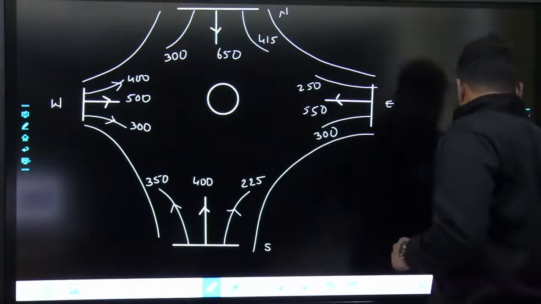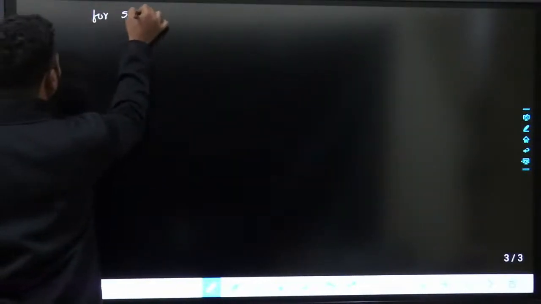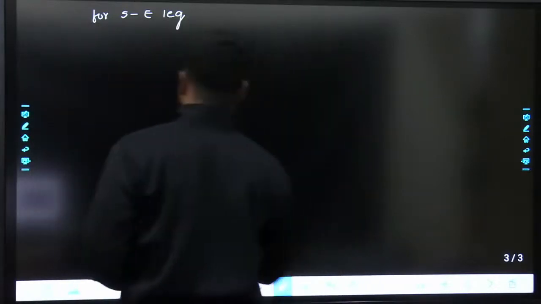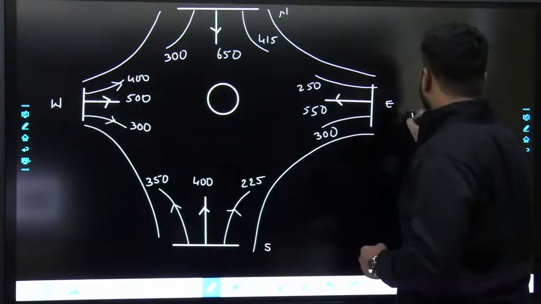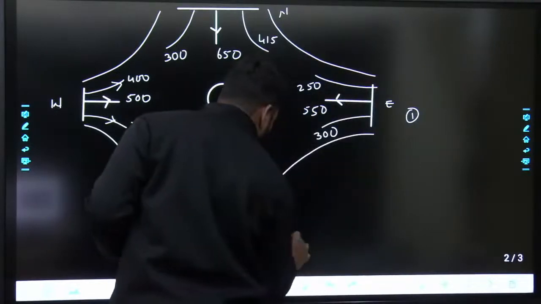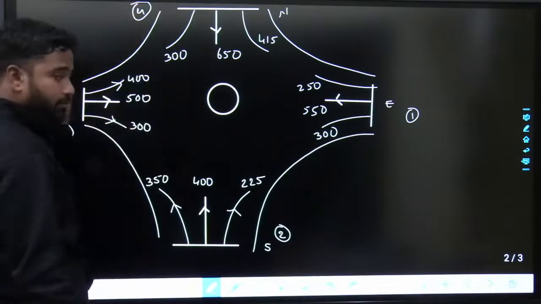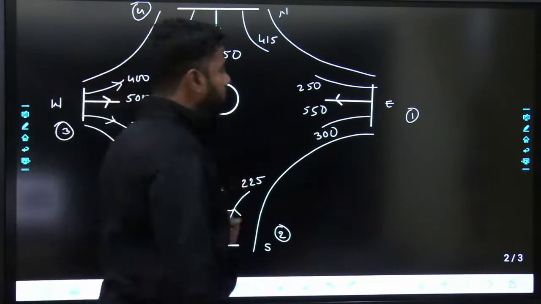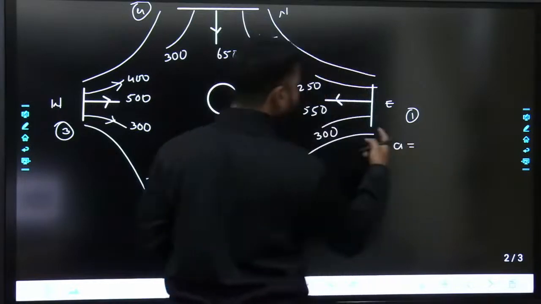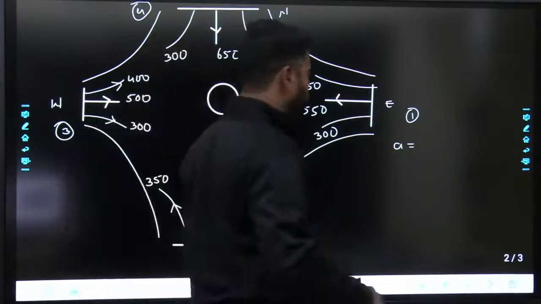If I take it for the east south leg, not southeast, the east south leg, whenever I say east south leg, this would be 1, this would be 2, this will be 3 and this one will be 4, right? So A would be how much? A equals entering from 1 leaving through 2, that equals 300.